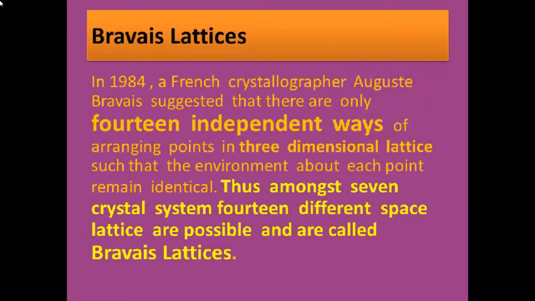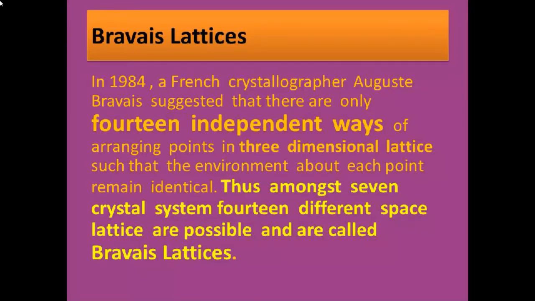In 1848, a French crystallographer named Auguste Bravais suggested that there are only 14 independent ways of arranging points in a three-dimensional lattice such that the environment about such points remains identical. Here you need to learn these 14 independent ways such that the environment about each point remains identical. Thus, amongst the 7 crystal systems, 14 different space lattices are possible, called Bravais lattices.